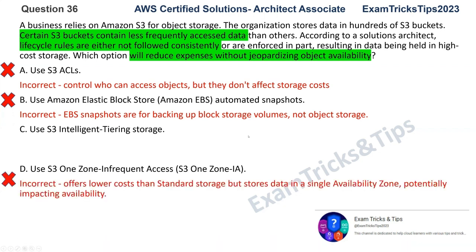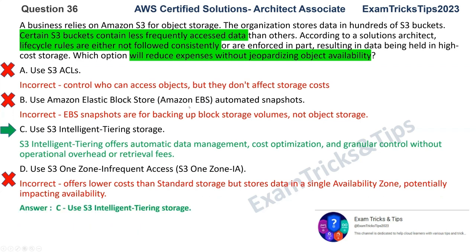The final answer is option C, S3 Intelligent-Tiering storage, which is what we discussed in detail in the previous couple of slides. So this is what we'll go for. Option C, use of S3 Intelligent-Tiering storage for minimizing the cost for storing data in S3 where we are not aware of the access pattern.